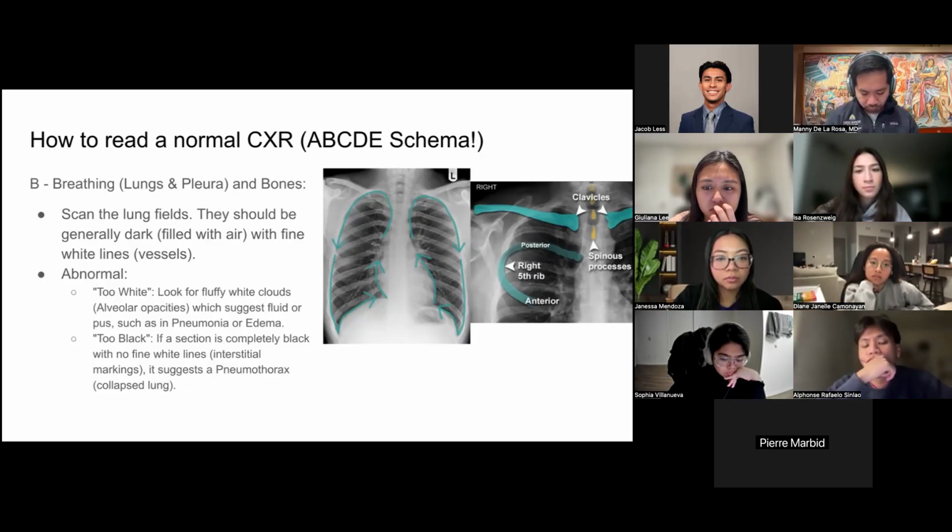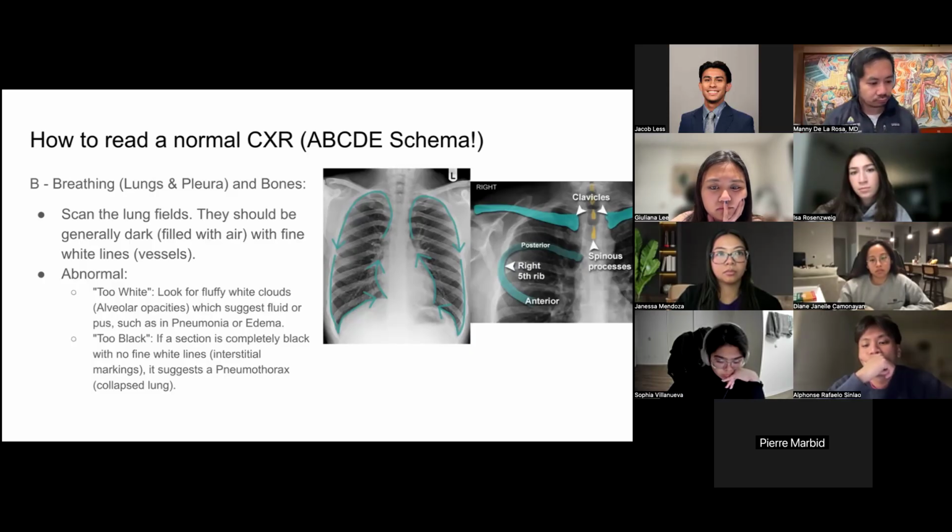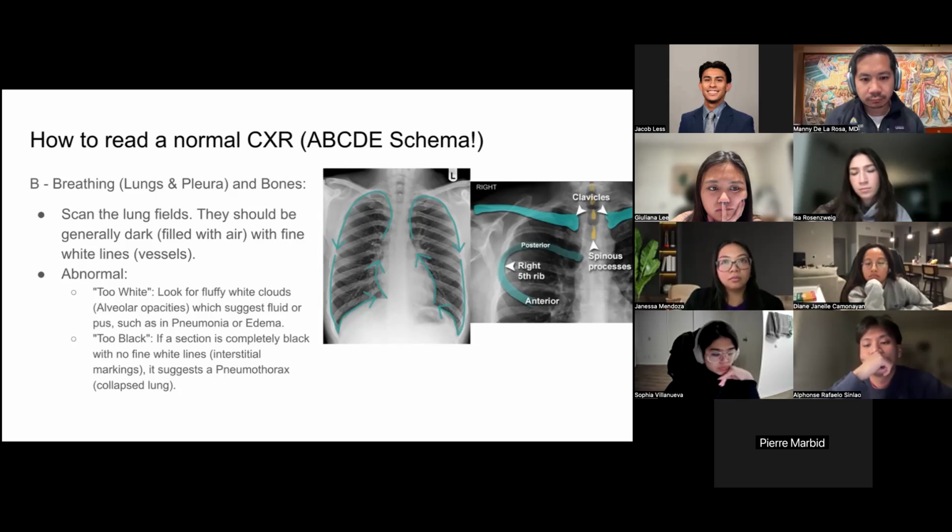On the image on the right-hand side, you're also looking at the bones at the same time. We said the trachea should be in between the two clavicles. You can see the spinous processes going down the middle. You can see anterior ribs and posterior ribs. Other times you can also look for how wide the rib spaces are. This can tell you if someone has a chronic COPD picture. And then you're also scanning to see how far the lung field goes down. And we'll talk about the diaphragm a little bit later.